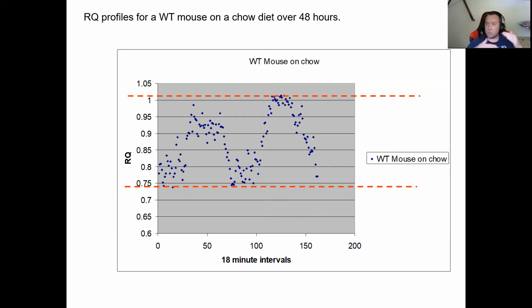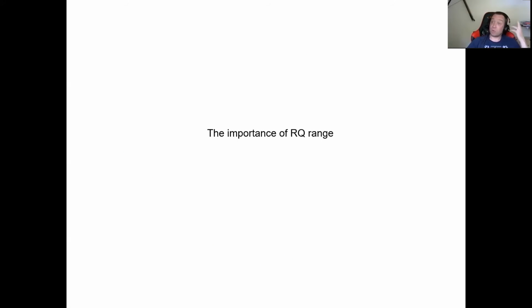So we have this huge range in nutrients. So you can go from 100% carbs plus DNL to 30% carbs, 70% lipid oxidation down here. So it's definitely the case that there's a vast range in what can be done. So is this range important? Does it tell us anything? The importance of our Q range. I'm going to argue, yes, it very much does.